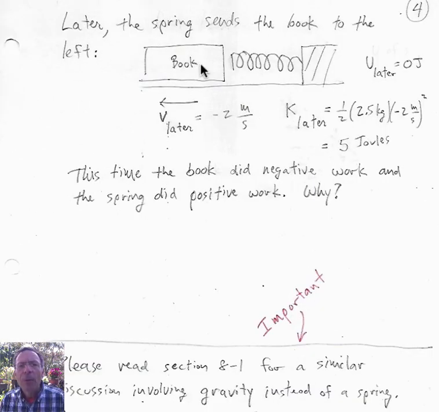Okay, now the book is rebounding from the spring. The spring has pushed the book away. And the book has now a velocity of negative 2 meters per second. Its kinetic energy is negative 2 squared, so that's positive. It has a kinetic energy of 5 joules. And the spring now has 0 joules of potential energy. So this time, the book did negative work, and the spring did positive work.